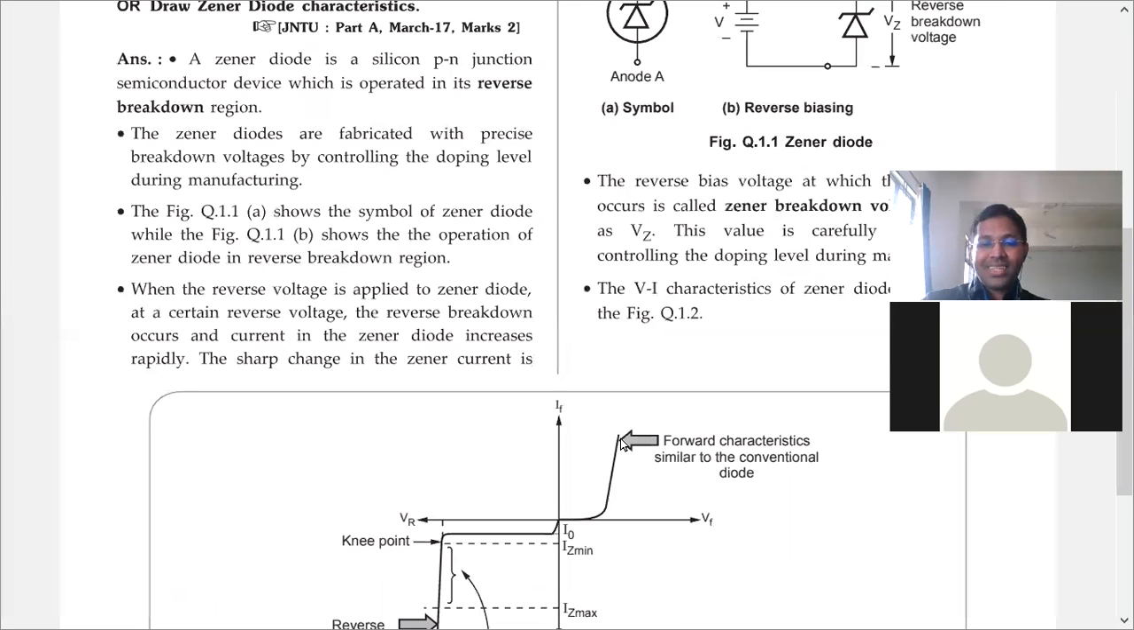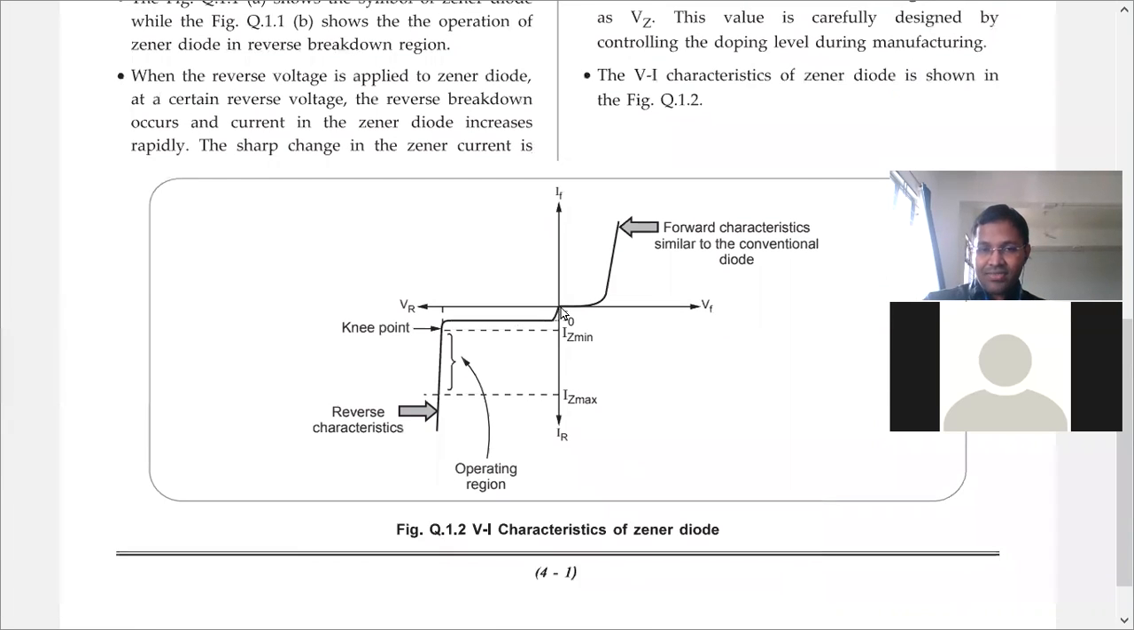So what is special about the Zener diode is when we gradually increase the reverse voltage, the reverse current is negligible, similar to an ordinary PN junction diode. But when the reverse voltage is sufficiently large, the Zener diode breaks down. When the Zener diode breaks down, large current will start to flow. If you see here, from this region to this region, the current has increased, but the voltage is almost constant. So this is the breakdown.